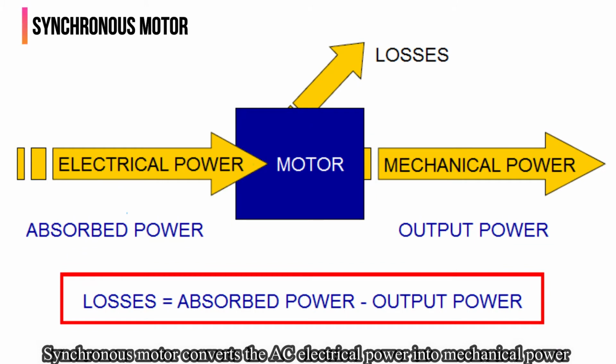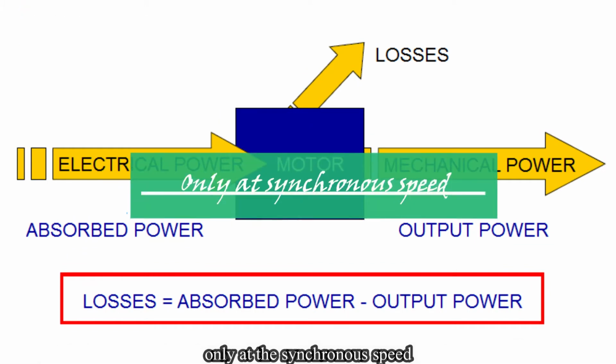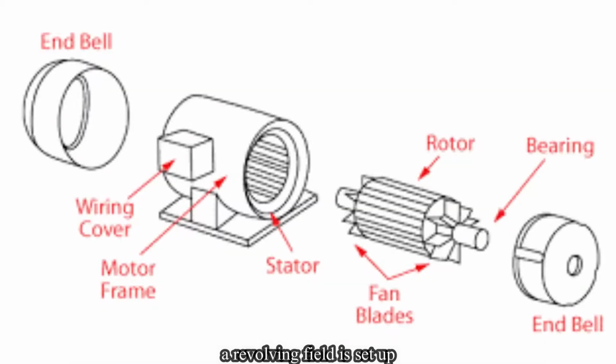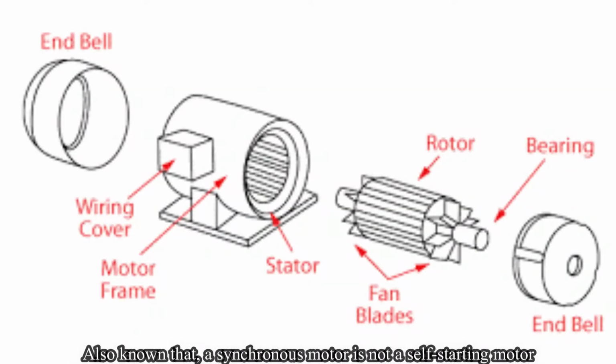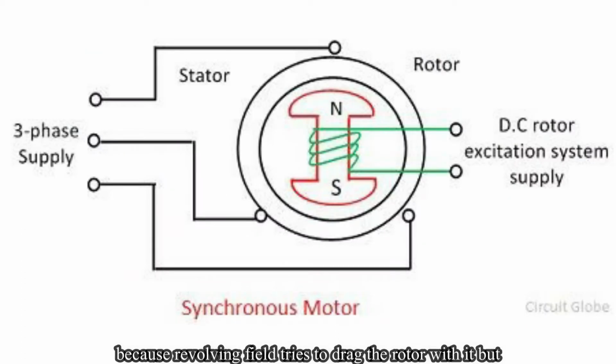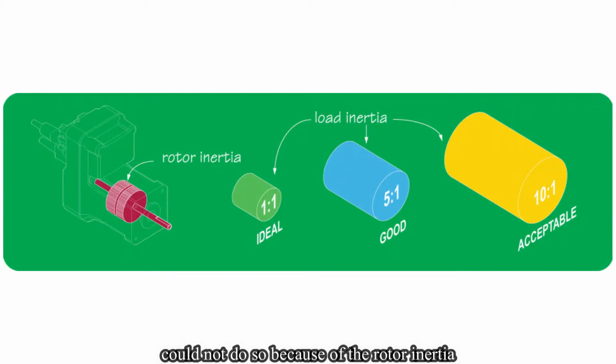Synchronous motor converts the AC electrical power into mechanical power only at the synchronous speed. And when current flows through the synchronous motor, a revolving field is set up. Also note that a synchronous motor is not a self-starting motor because the revolving field tries to drag the rotor with it but could not do so because of the rotor inertia, and therefore no starting torque is produced.